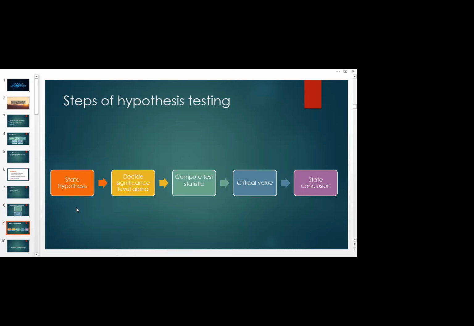Now, this is a basic outline of the steps of hypothesis testing. Number one is we state the hypothesis. Both null and alternate hypotheses are stated. Then we decide the significance level, which is alpha. Then we compute the test statistic, which in this case is z-test for proportions. Then we compute the critical value. And lastly, we state the conclusion. Now we are going to discuss these steps one by one.